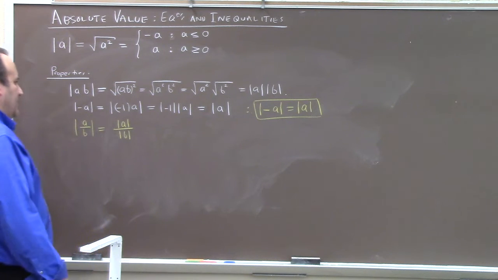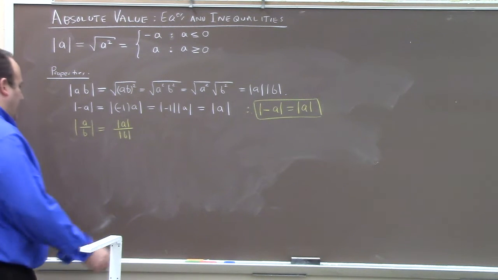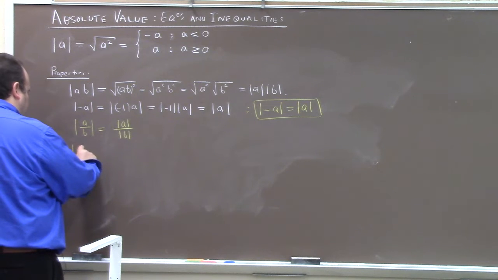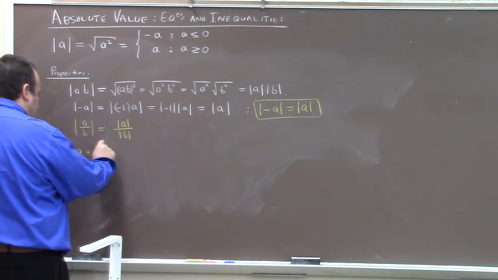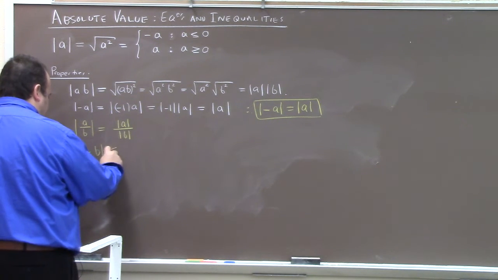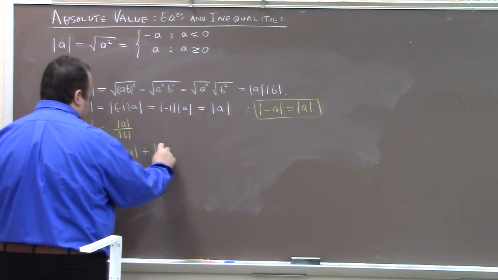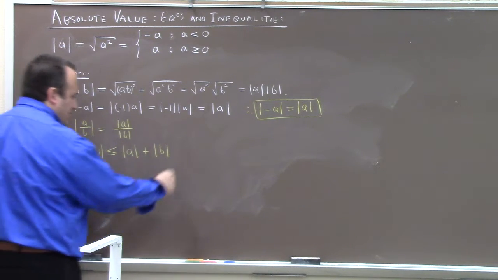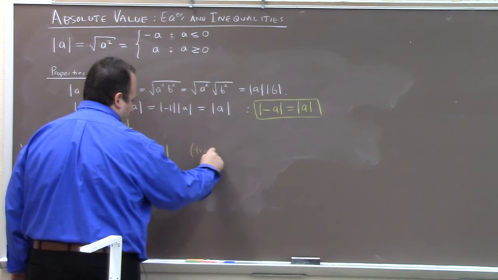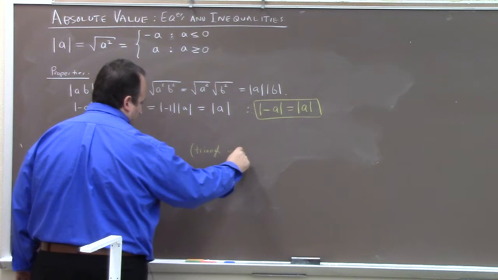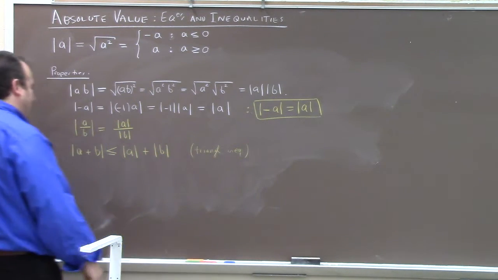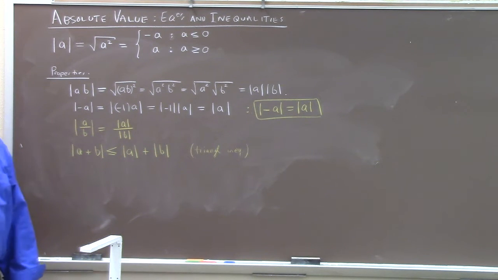And then another property of absolute value, which we won't use probably, but just in case, here it is. Absolute value of a plus b is less than or equal to the absolute value of a plus the absolute value of b. This is the so-called triangle inequality. But again, I don't think we'll even probably use that. All right, so these are basic properties of absolute value.